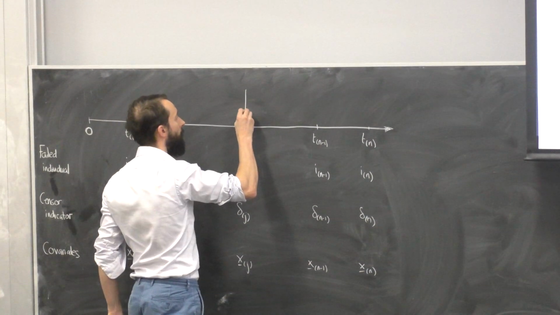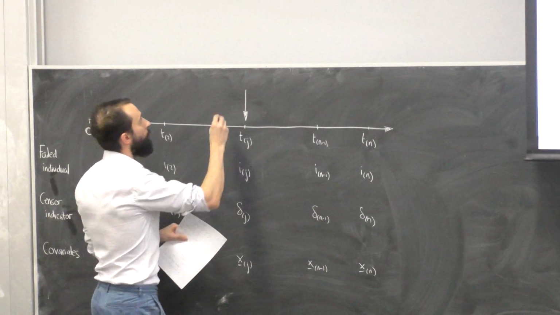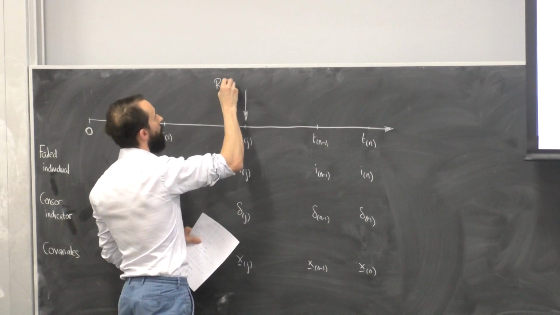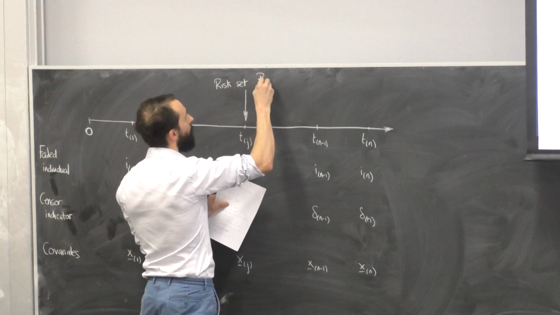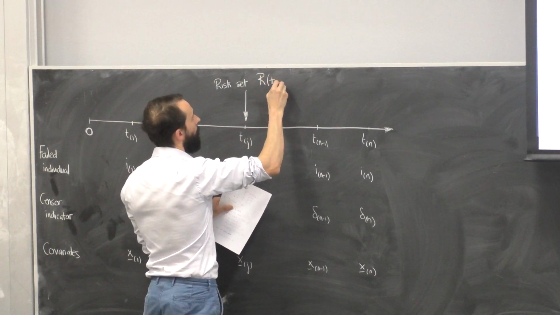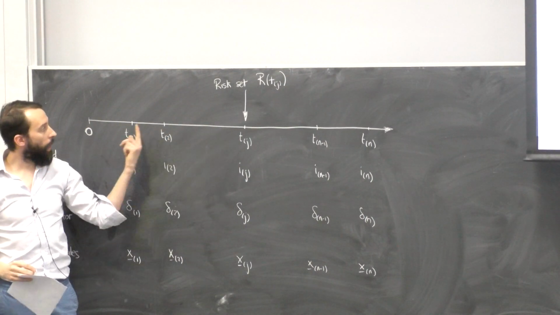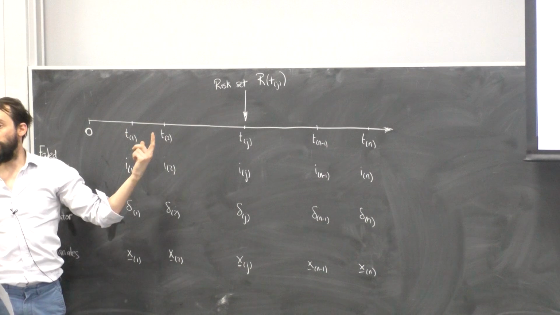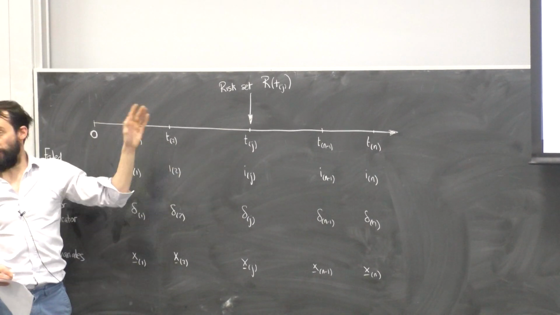And I can think about what we talked about before, which is a risk set, when we talked about Kaplan-Meier estimates. So the risk set here is the number of people who haven't failed yet, who are still potentially at risk. So they've not failed and they haven't been censored.